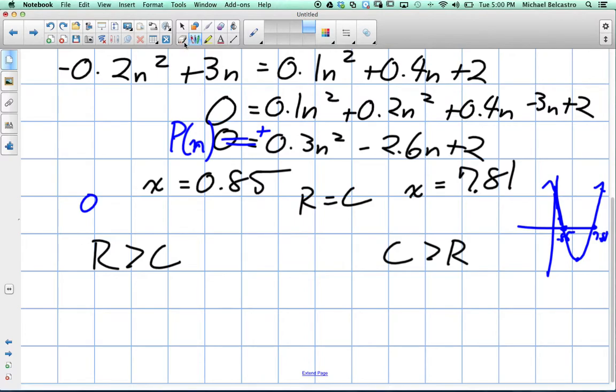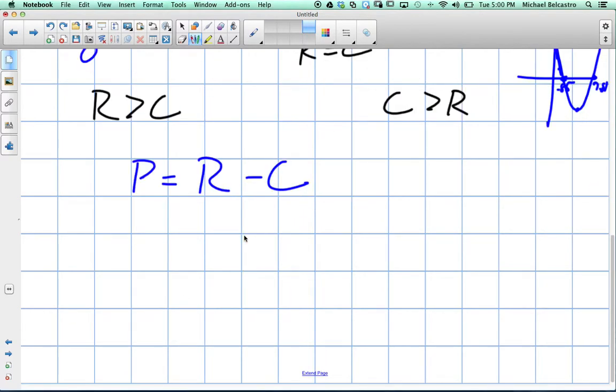Sorry, I completely lied. This isn't the profit function. Why did I say that? That is where we make the most profit. But our profit function, I'm not sure why I wrote it that way. Our profit function is R minus C, revenue minus cost. So we're going to take those two functions and solve from there. That'll give us our new profit function.